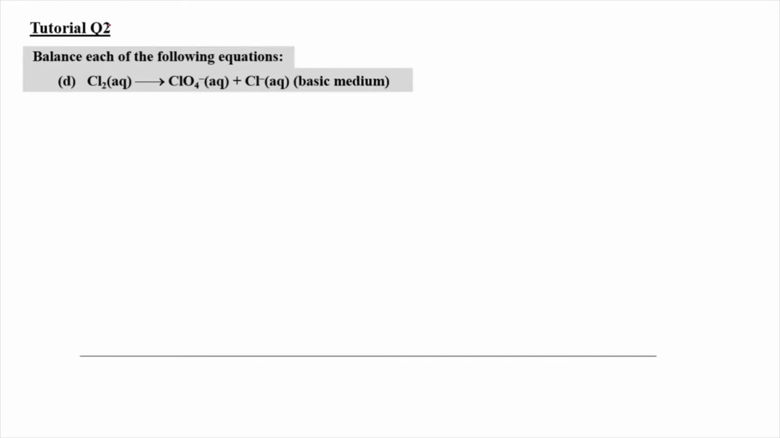So for tutorial question 2, we need to balance the following equation. We are given Cl2 aqueous and this is going to form ClO4 minus as well as Cl minus aqueous. And this happens in the basic medium. So you know that it is a redox equation and we need to use the ion electron method.